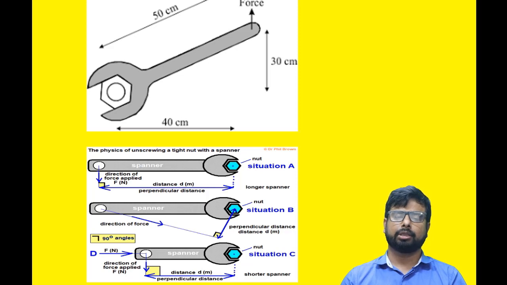So remember, to calculate a moment, we need the perpendicular distance from the pivot to the line of action of the force, or its direction.